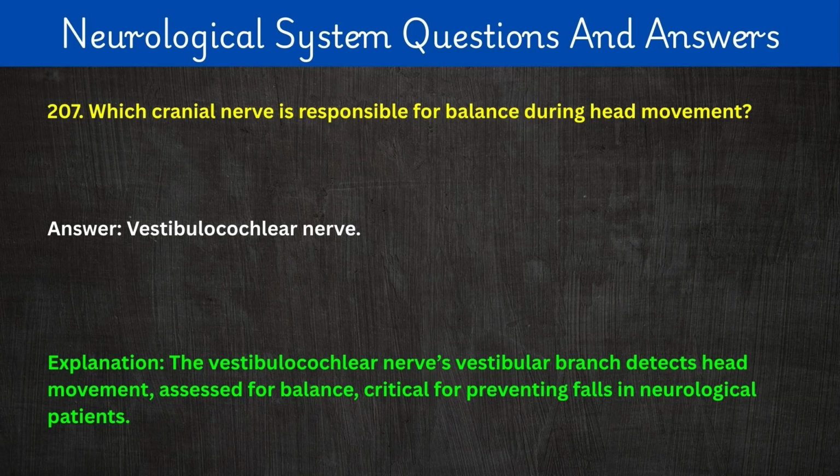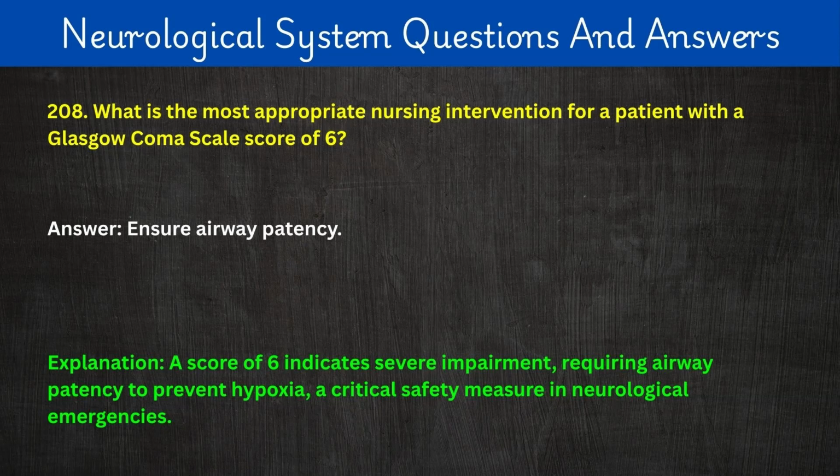208. What is the most appropriate nursing intervention for a patient with a Glasgow Coma Scale score of 6? Answer: ensure airway patency. Explanation: a score of 6 indicates severe impairment, requiring airway patency to prevent hypoxia, a critical safety measure in neurological emergencies.